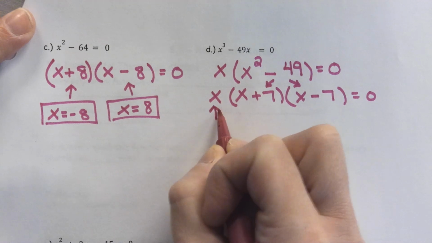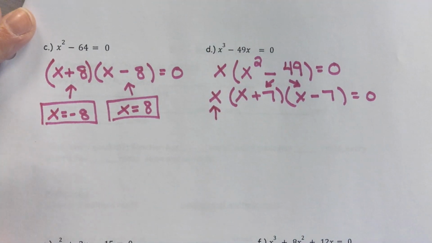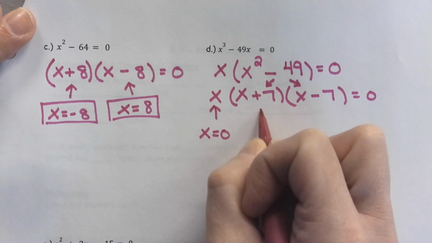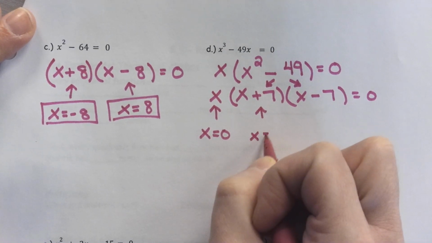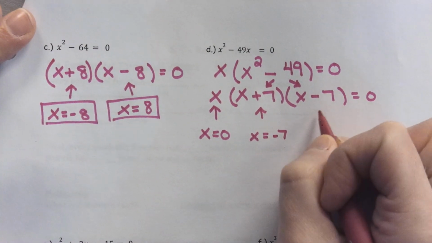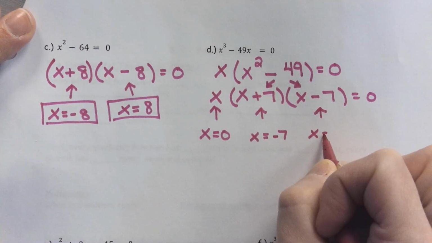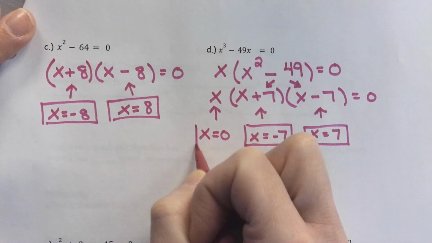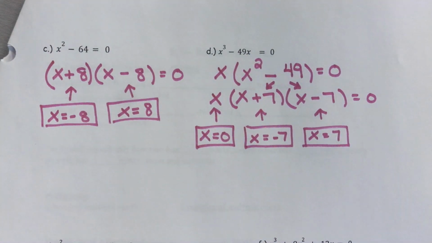Okay, start with this one. What would make this 0? Just 0. What value of x would make this parenthesis 0? -7. What would make this one 0? 7. So those would be my 3 solutions. Do you think if you graphed this on Desmos, you would see an intersect at 0, -7, and +7? Probably. Sure would.